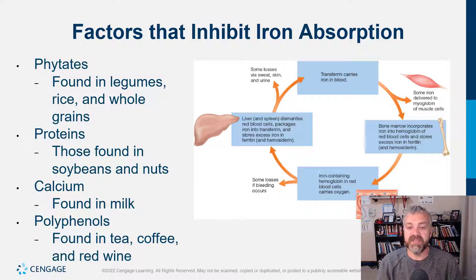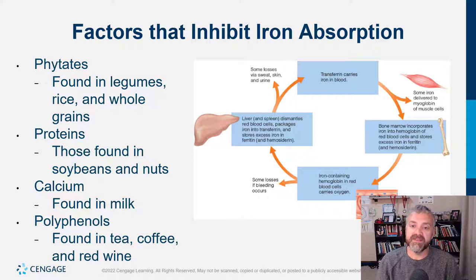All right, then you'll see here when the red blood cells after 120 days need to be basically recycled, the liver and spleen will dismantle red blood cells, package the iron into transferrin, that transport protein, and store excess iron in ferritin and something called hemosiderin, but ferritin's the key. So remember, transferrin is the iron transporter, ferritin is iron storage. There are some losses via sweat, skin, and urine. So that's why even as someone that's not bleeding, like a non-menstruating female or a male, you do have iron needs because you can't trap and keep all of it. Some of it's going to be lost.